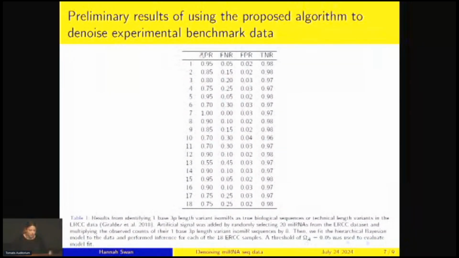And then on the true positive rate column, we can see that there's a range in the power of our method to detect these true biological isomers. And so this suggests that I might need to play around with my prior distribution specification, or it could be dependent on the sample itself, such as the library size. But overall, promising results, so we're going to continue working on this.